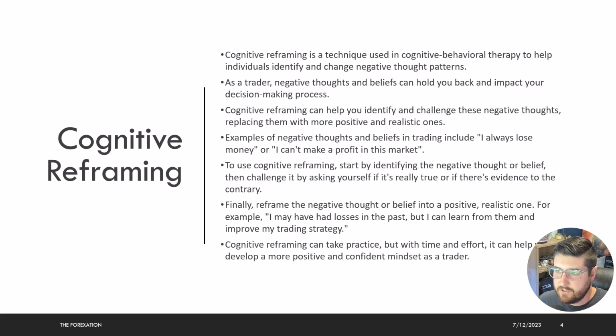So once you identify you're being negative with yourself, you could reframe it and say, I may have had losses in the past, but I can learn from them and improve my strategy. So if there's something that happens over and over again, maybe that's something you need to implement into your strategy so you're aware and it's a rule that you avoid so you don't have those losses again.